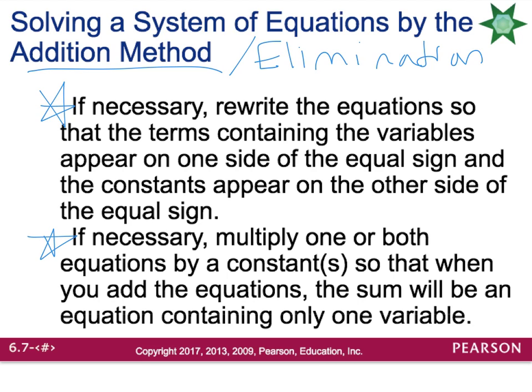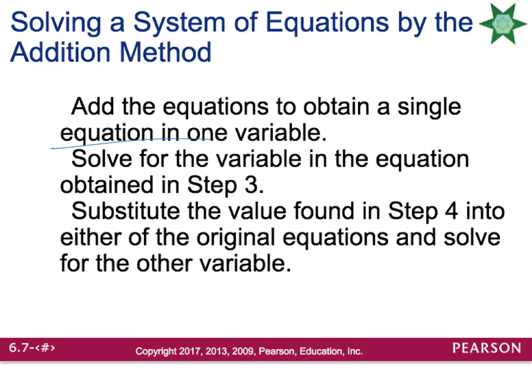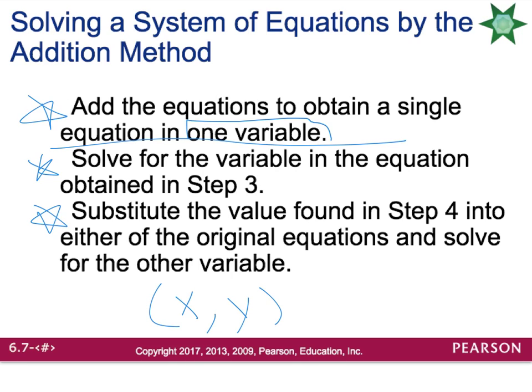Then, if you need to, you will multiply one or both equations by a constant so that when you add the equations together, one of the variables will eliminate, which is why they call it the elimination method. Once you have a variable to eliminate, you can add the two equations together, which is going to leave you an equation with one variable. You will solve for that variable, and then you can substitute it into any of the equations from the beginning. And remember, you always write your answer as a point because that's what it represents.